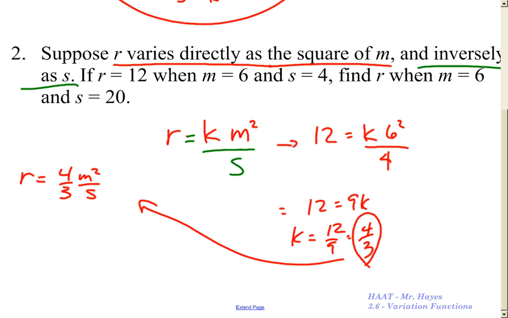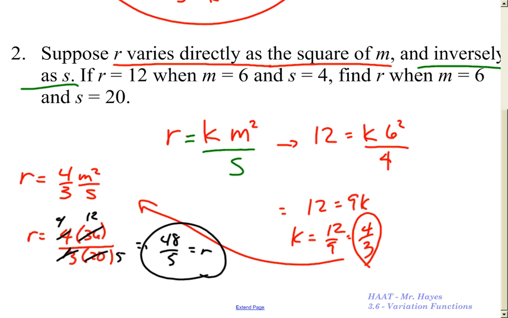From there, then, we're just going to plug in m is equal to 6, so R is equal to 4 times 36, and then 3 over 20. And then you can start simplifying this stuff too. So that can divide into that and give me 12. This becomes a 5. This becomes a 4. So I end up with 48/5. That's what R is.